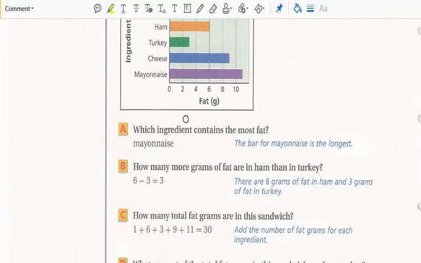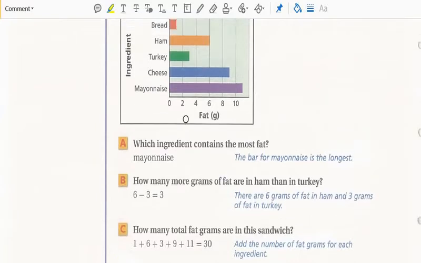The third one. How many total fat grams are in this sandwich? So just add the numbers. The bread, how many? 1. Ham, 6. Turkey, 3. Cheese, 9. Mayonnaise, 11. Just add them. So how many grams? It's 30 grams of fat.